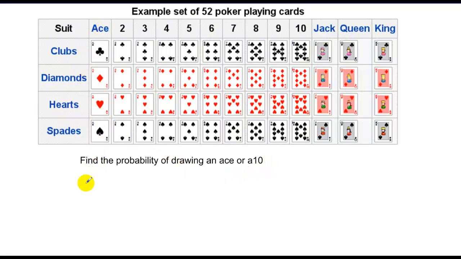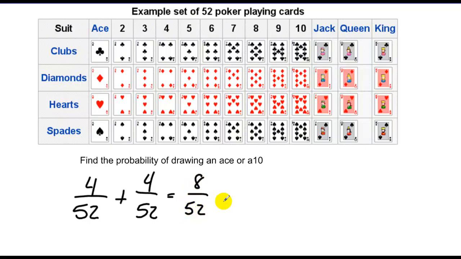Probability of drawing an ace is 4 out of a total of, there's 52 cards in a deck. Probability of drawing a 10 is another 4 out of 52. Since neither one of these can be the same draw, we'd have a total of 8 over 52, or 2/13.